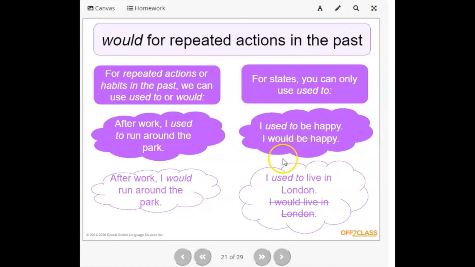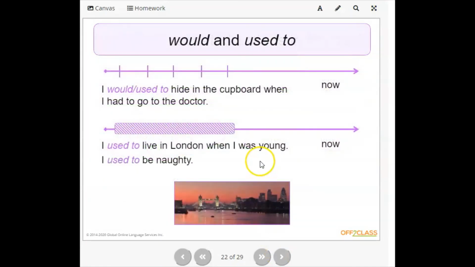Another state is I used to live in London, right? It's not an action, it's a state. So I have to use used to. I can't say I would live in London. Okay, have another look at the difference between states and actions.